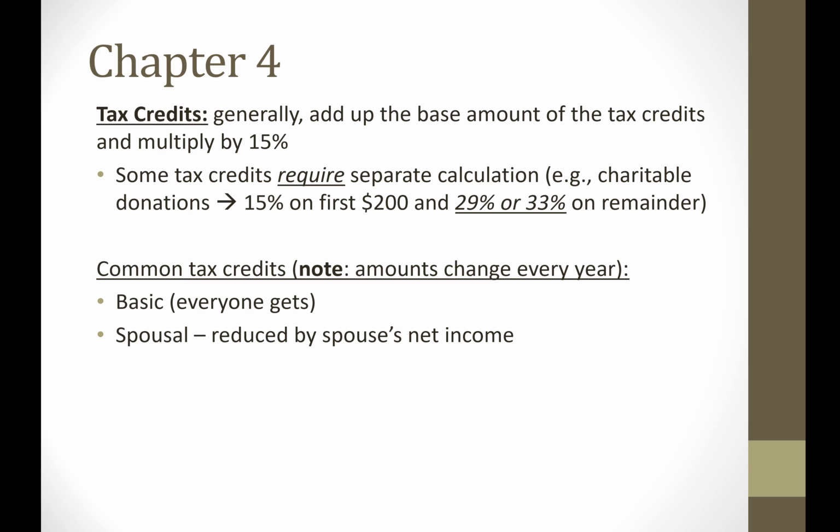Now, if the taxpayer has a spouse or common law partner, then they might be able to qualify for the spousal tax credit. However, the spousal tax credit amount gets reduced by the spouse's net income. So if both the taxpayer and the spouse work full-time and they both make quite a bit of money, then they may not qualify for the spousal tax credit. There's also what's called an eligible dependent. Now, for example, if we have a taxpayer that is a single parent, of course they have no spouse, so they would not be eligible for the spousal amount. They could claim the eligible dependent if they have a child.